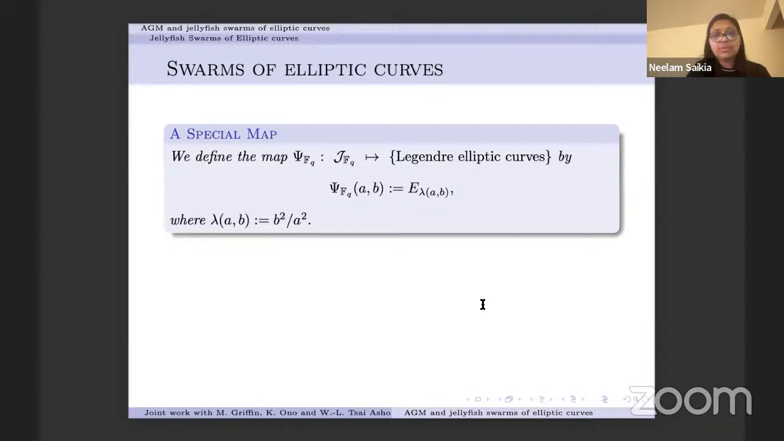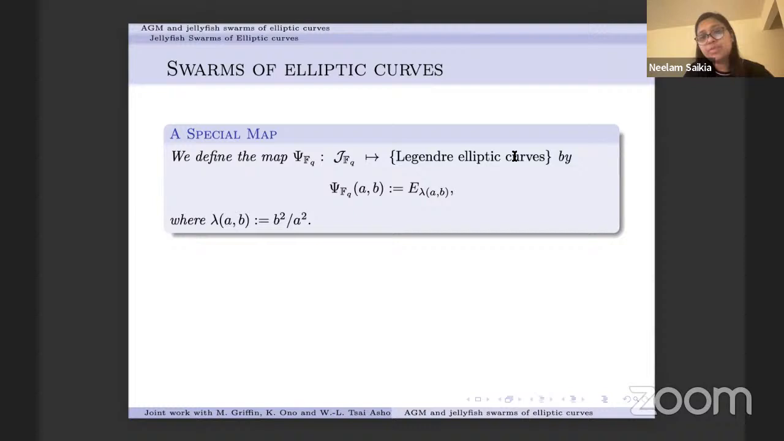So here we give a map from the spots of the jellyfish to the Legendre family of elliptic curves. Here we have this jellyfish swarm, and we map each node to a special family, the Legendre family of elliptic curves, by this.